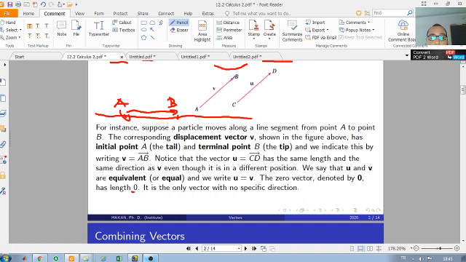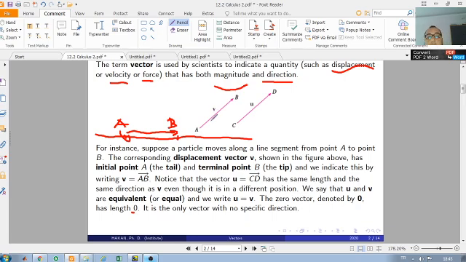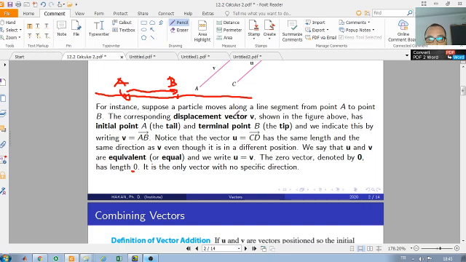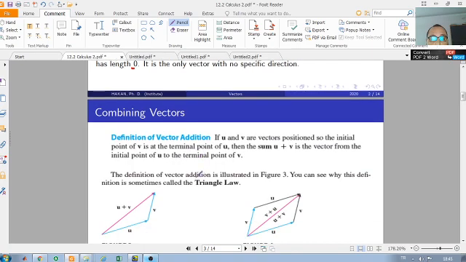For example, the length of the vector v is the distance, in the three-dimensional coordinate system, from the point A to the point B. The zero vector is the only vector with no specific direction. There is no direction for the zero vector, and it is the only vector with this property.